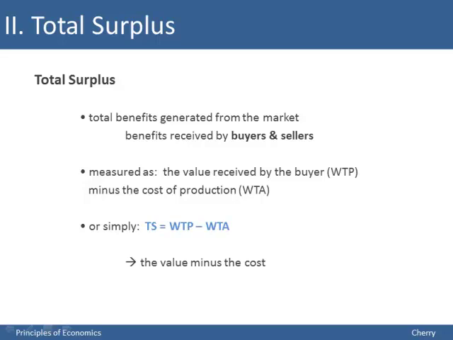Another way to think about this intuitively is that it's just the value of the activity minus the cost of that activity. All right, so it's the profit generated by that transaction. Some of that profit is going to go to the buyer, which is the consumer surplus, and some of that profit is going to go to the seller, which is the producer surplus.